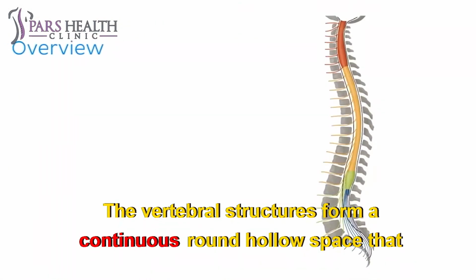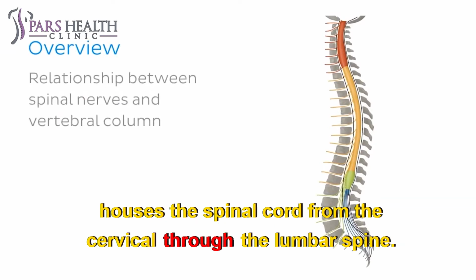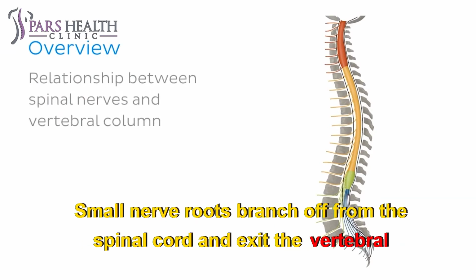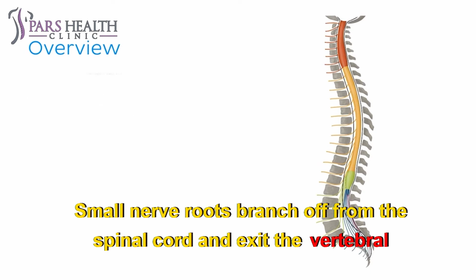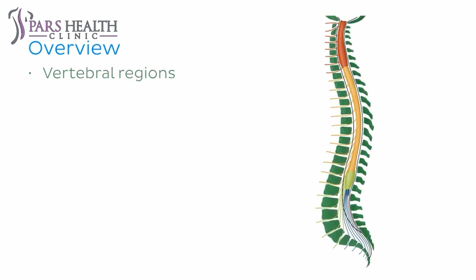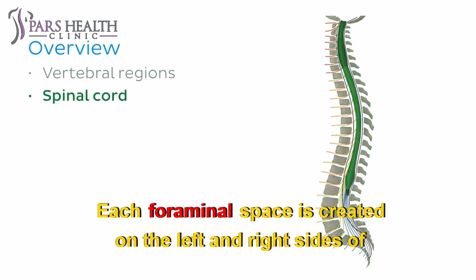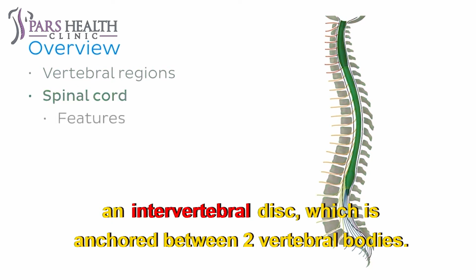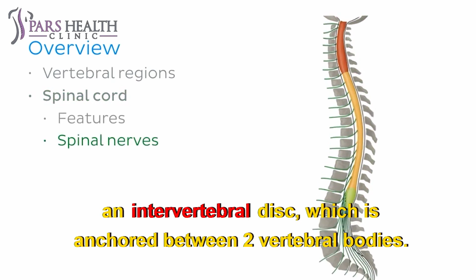The vertebral structures form a continuous round hollow space that houses the spinal cord from the cervical through the lumbar spine. Small nerve roots branch off from the spinal cord and exit the vertebral column through the foramen, also called foramina or neuroforamen. Each foraminal space is created on the left and right sides of an intervertebral disc, which is anchored between two vertebral bodies.